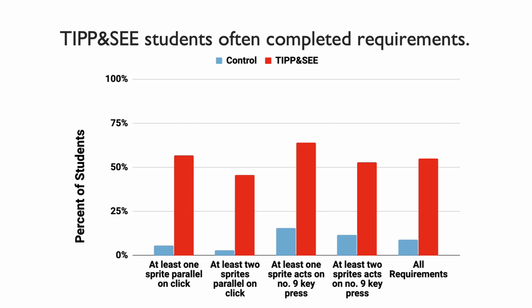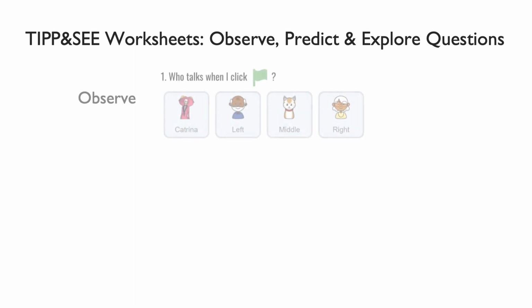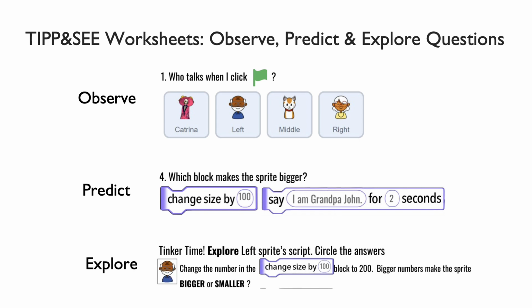Now let's take a look at other actions TIPP SEE students did, like their worksheets. TIPP SEE worksheets were only completed by treatment students. Control students had worksheets too, but did not have TIPP SEE questions to guide their exploration. There are 3 categories of worksheet questions. The first is observe questions, where students record their observations after running the project. The second is predict questions, where students look at code and predict which blocks caused which actions they observed. And the third is explore questions, where students change the code and record what happened.